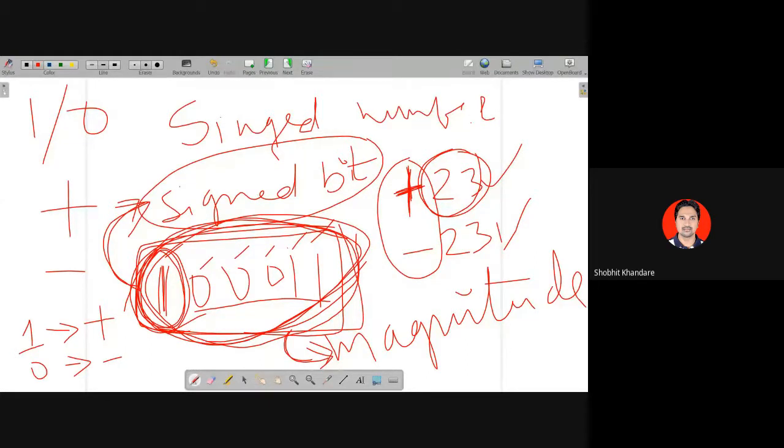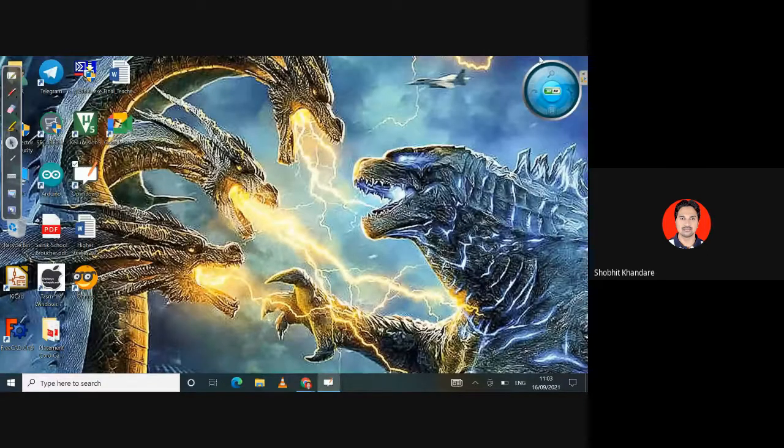This can be explained with the decimal number, for example plus 23 and minus 23. As far as magnitude is concerned, the magnitude is 23 in both, but there is a difference of sign, that is plus and minus. This cannot be represented as plus or minus in a binary number, so for that we have a provision: your MSB will indicate whether that particular binary number is a positive or negative number. We will read more about this, and in the next lecture we will talk about ones and twos complement.